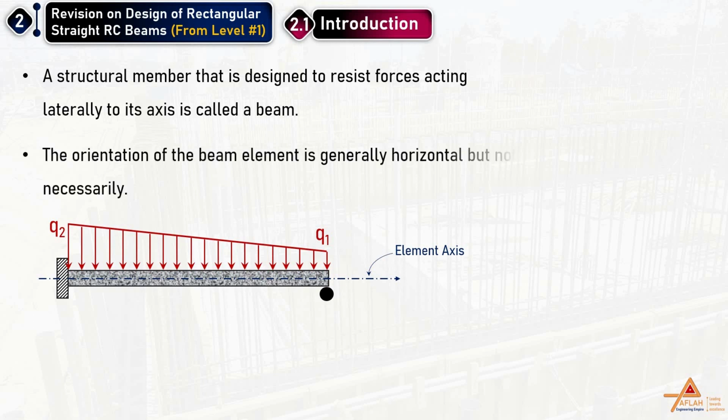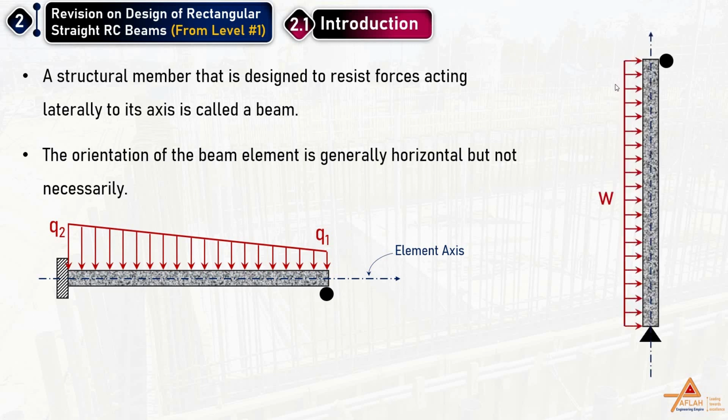Well, there's a very critical point to be noted. The orientation of a beam is generally horizontal. However, it's not always necessary to be horizontal, because sometimes it can be vertical and still be a beam because of the load. This distributed load, for example, is applied laterally to the longitudinal axis of this element, right? So the effect of this load will be bending.